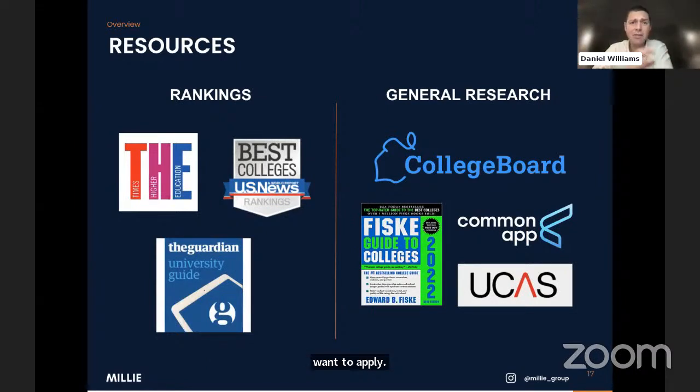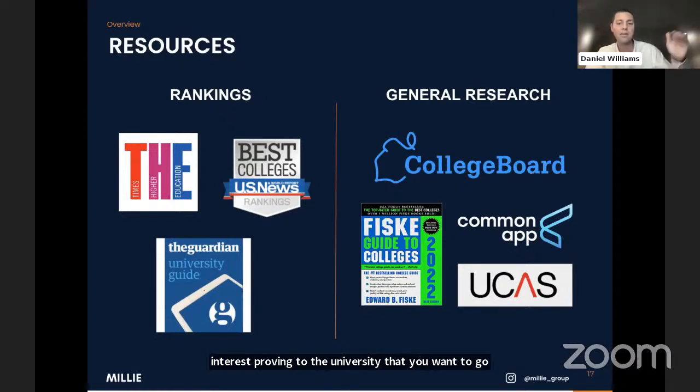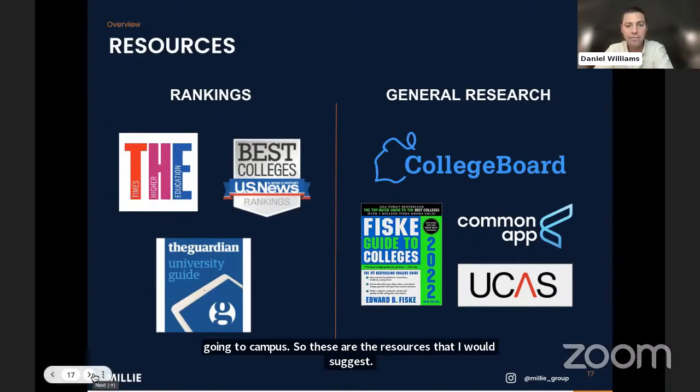And then aside from these, as I mentioned before, the best thing that you can do is to either visit the college in person to get a sense of what's going on on campus and do a tour that way, or you can do a virtual tour. These universities have virtual information sessions every month where you can sign up, and that's also helping your demonstrated interest, proving to the university that you want to go there because they have a track record of you attending talks by the universities or actually going to campus. So these are the resources that I would suggest you look into.